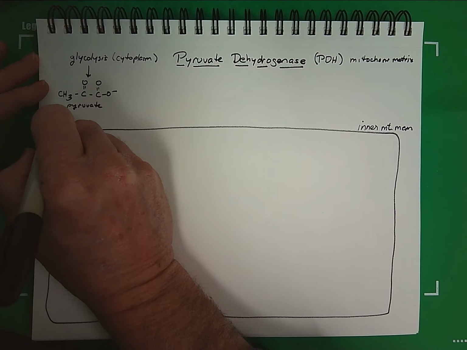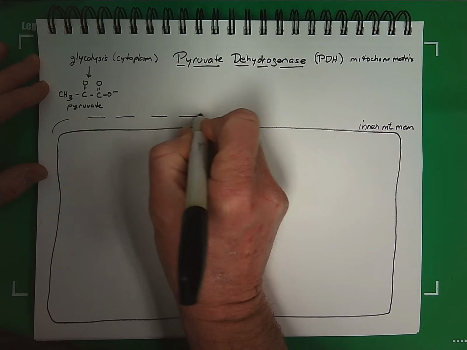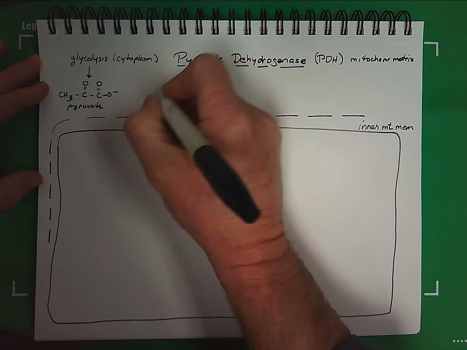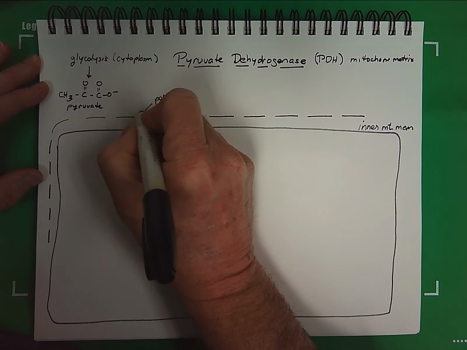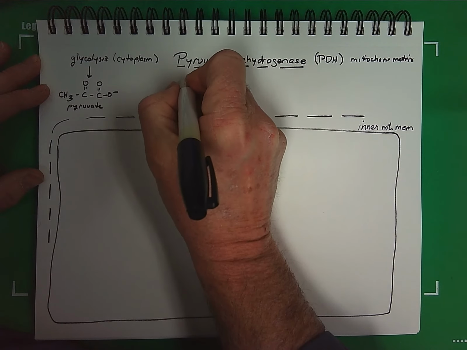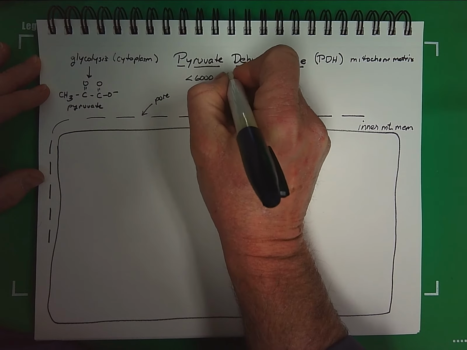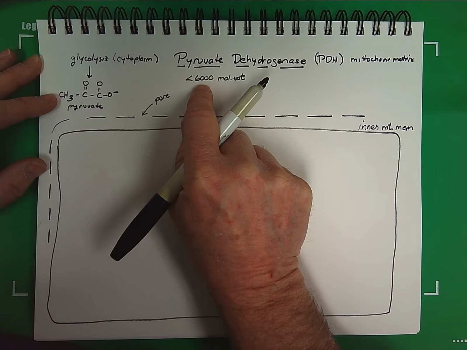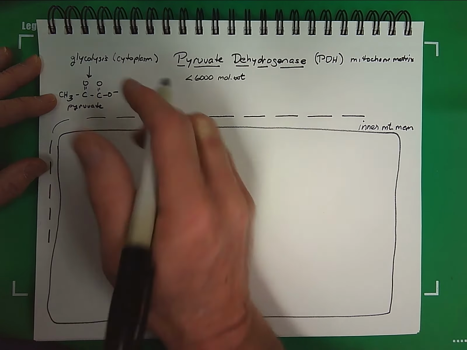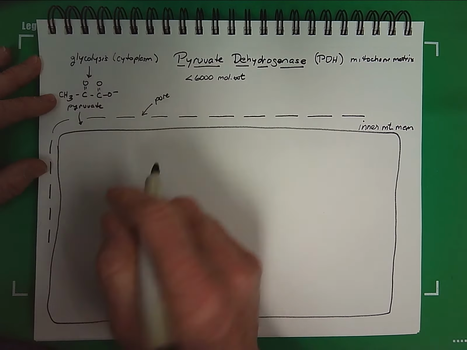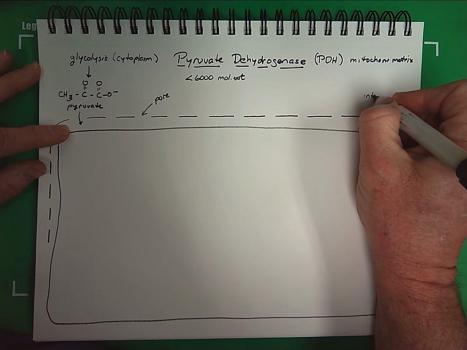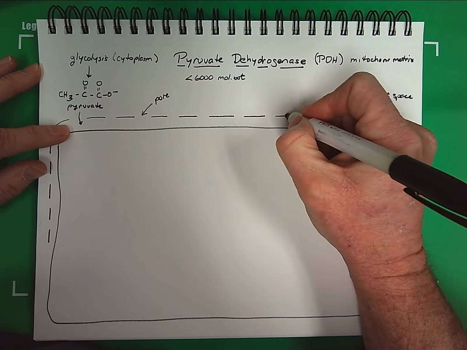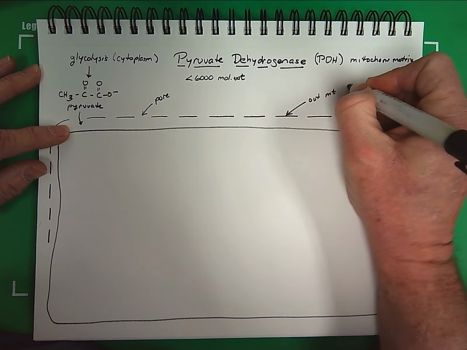The outer membrane of the mitochondria is considered rather porous. Now there are not large gaps in the membrane, but there are pore-like structures. And these pore-like structures can allow the passage of molecules that are generally less than 6,000 molecular weight. Now, if we were to calculate the molecular weight of pyruvate, we would see that it is very much smaller than this cutoff size to pass the pore. So the passage of pyruvate into the inner membrane space is unimpeded. This, of course, would be the outer mitochondrial membrane.